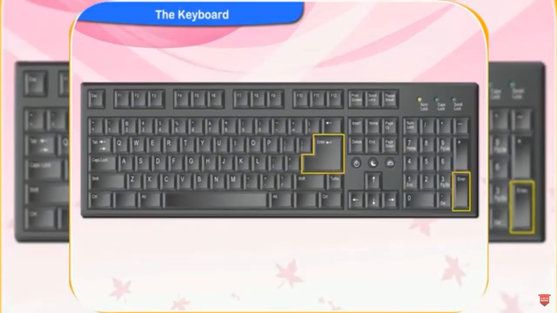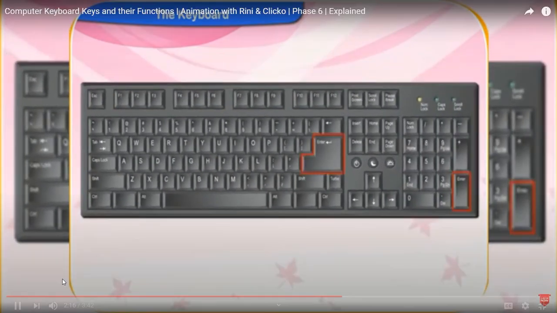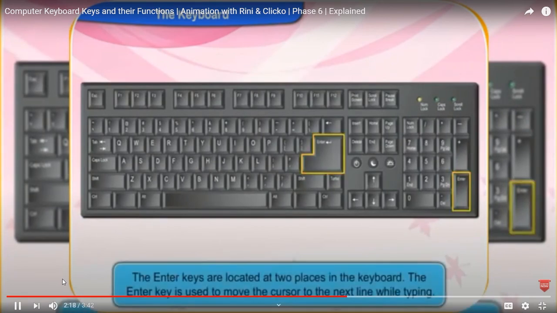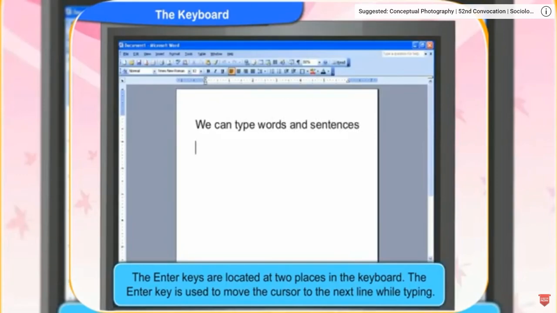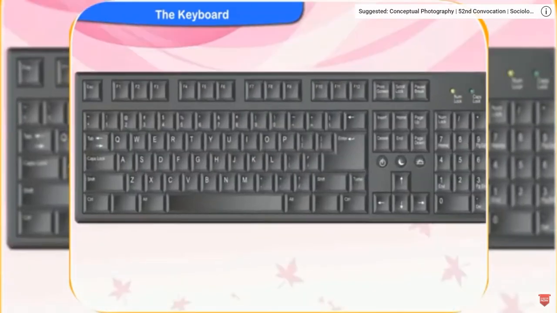What are these two big keys which have enter written on them? They are the enter keys. They are located at two places in the keyboard. The enter key is used to move the cursor to the next line while typing.